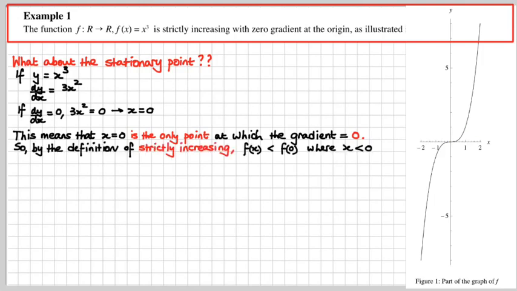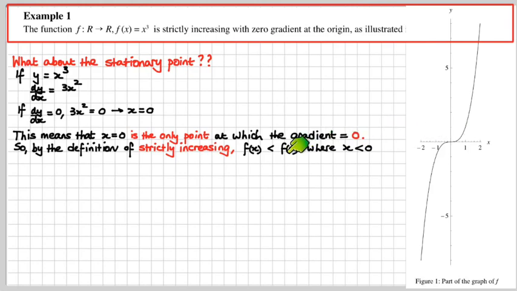Now, having said that, by the definition of strictly increasing, if x is less than 0, then immediately to the left of the point where x is 0, the function will have a lower y value, a lesser y value than at 0 itself. The value of the function at 0 in this case is 0.